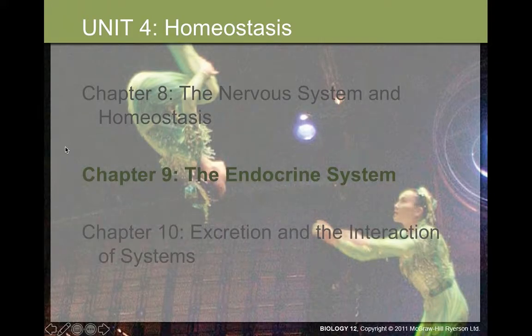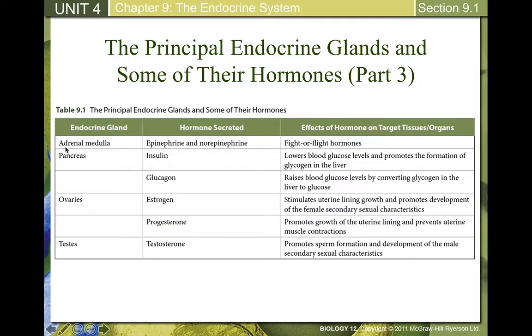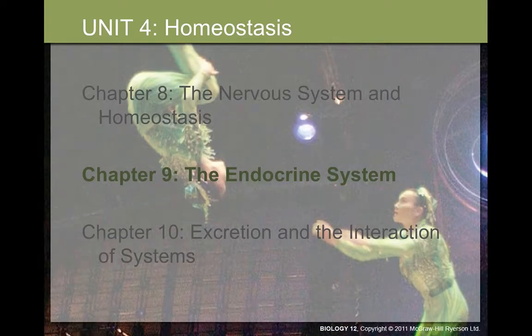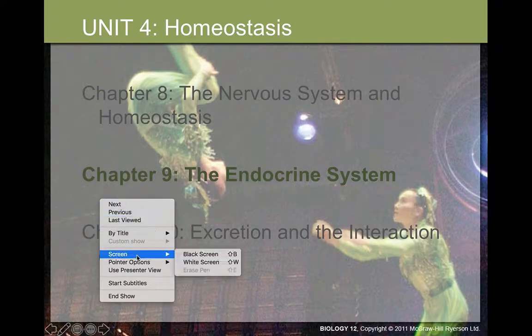So this is the last lesson that we are going to be looking at from chapter 9, which is the endocrine system. All right, and this is one of the three body systems that we will be looking at in our unit of homeostasis.